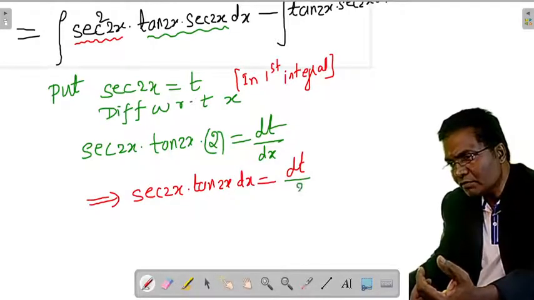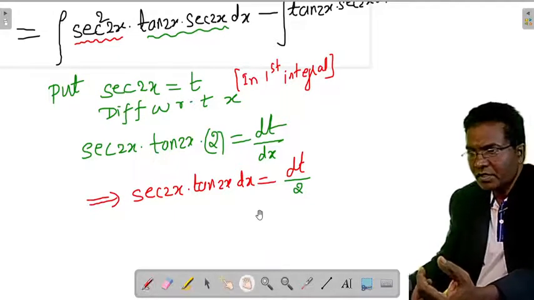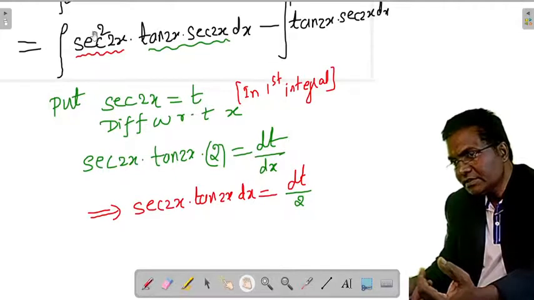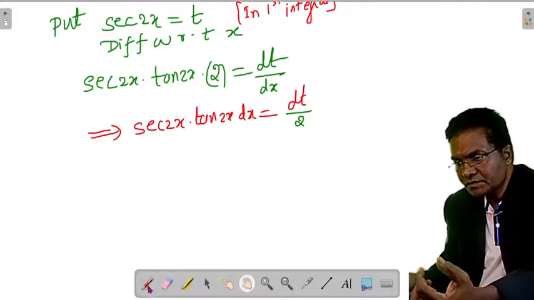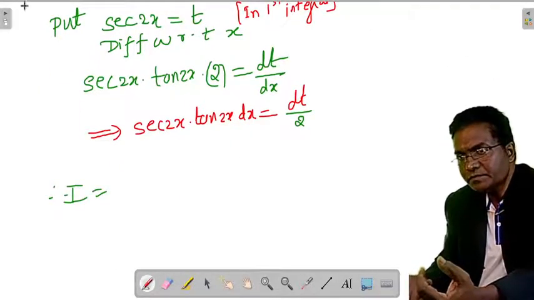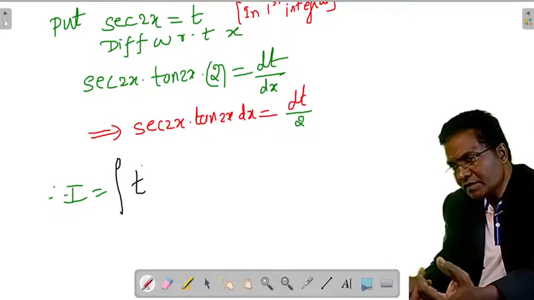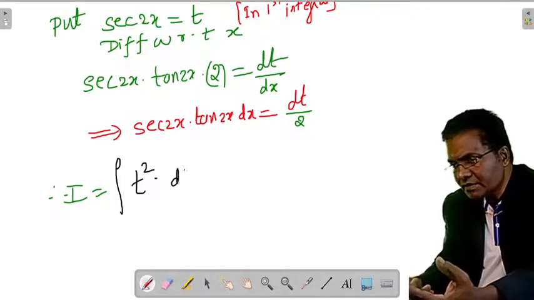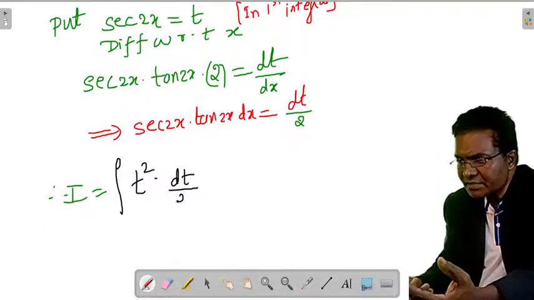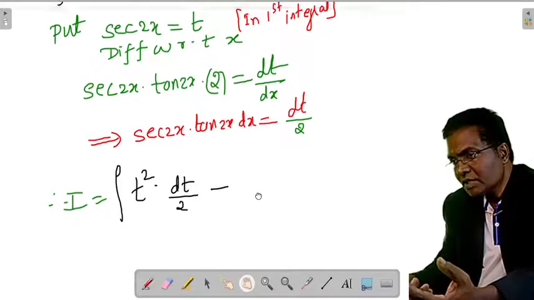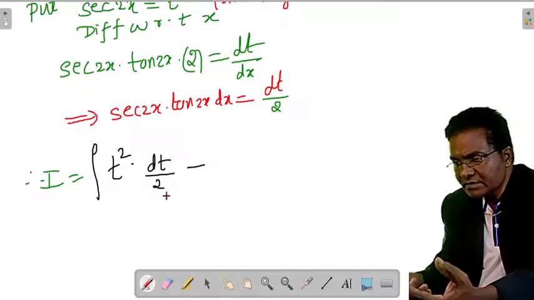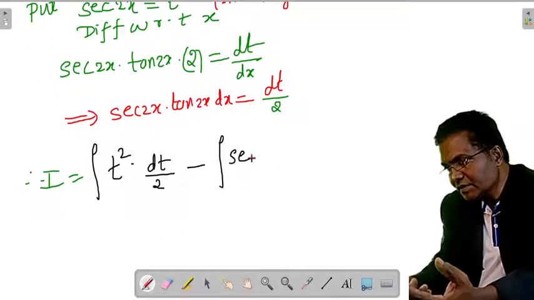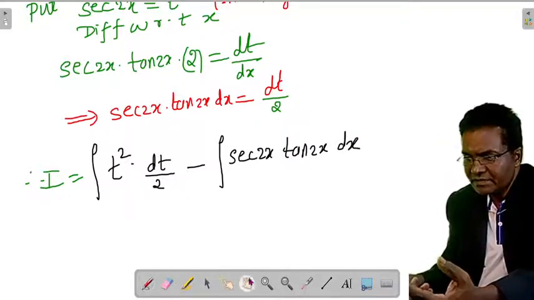Bring this 2 down. Now substitute here. This becomes t square and this is your dt by 2. Therefore, I is equal to integration of t square, secant square means t square, next sec x tan x is dt by 2. Minus, look at this, this is the derivative of sec, I will write as it is, sec 2x into tan 2x dx.